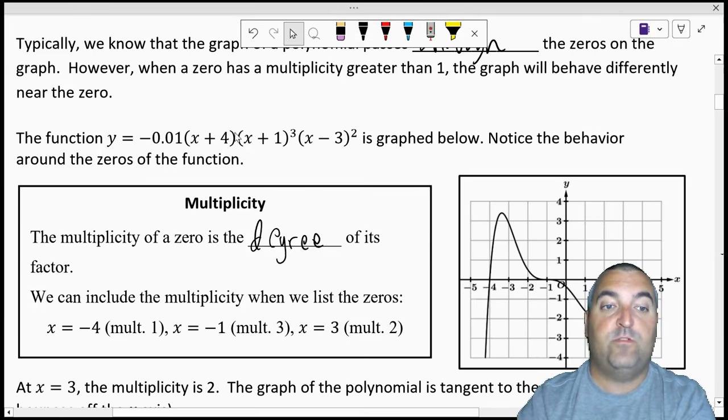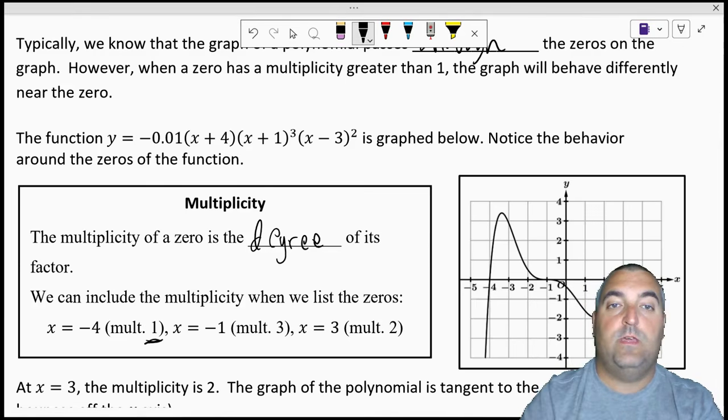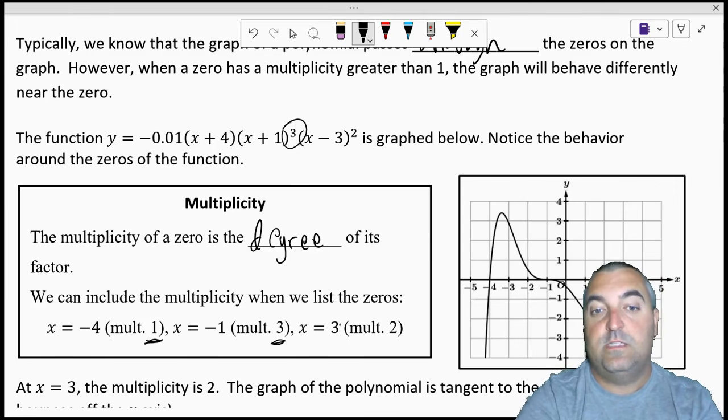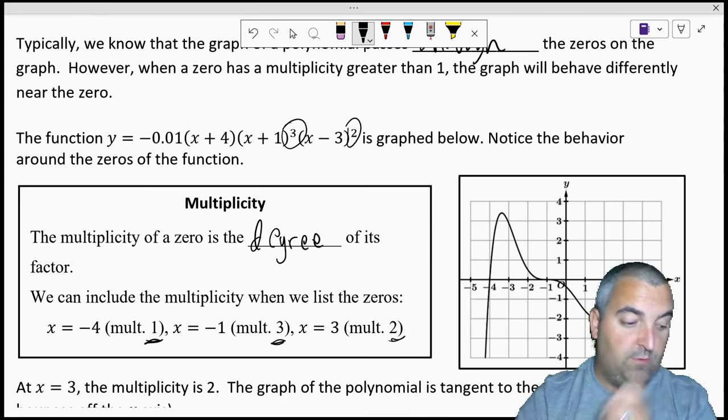If we look at this example here, we have x plus 4. It happens to the first power, which means its multiplicity is 1. X plus 1, its 0 would be negative 1, but its power is 3, so it has a multiplicity of 3. And same thing with this last one, x minus 3 is the factor, so x equals 3 is the 0. It's raised to the second power, so its multiplicity is 2.